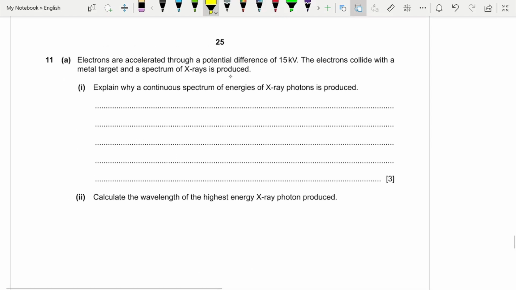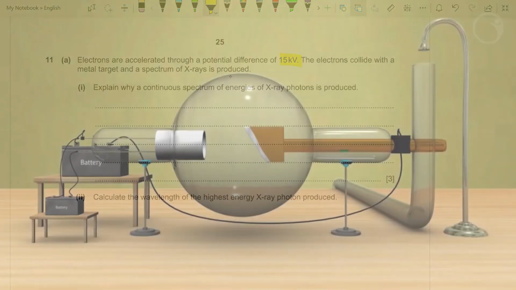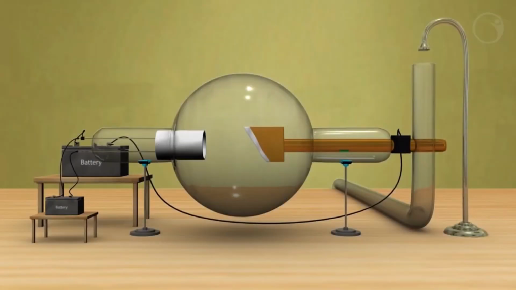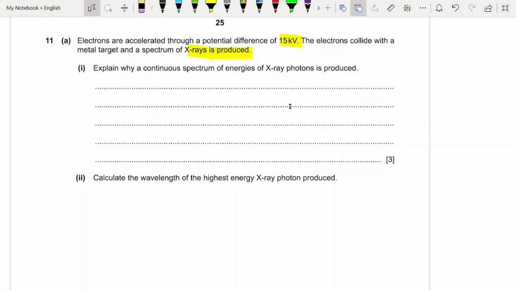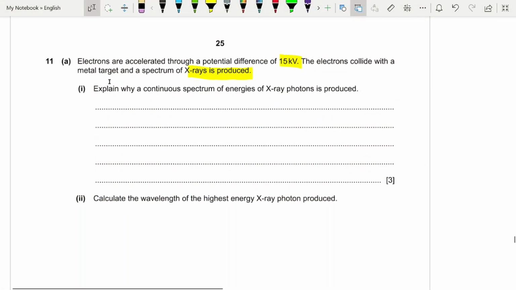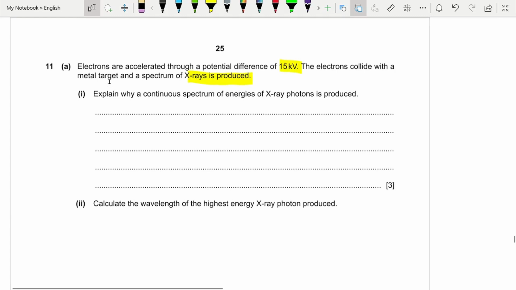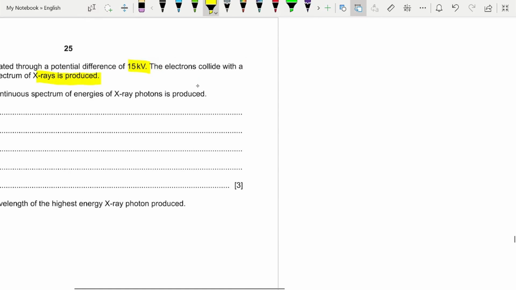Electrons are accelerated through a potential difference of 15 kilovolts. The electrons collide with a metal target, and a spectrum of X-rays is produced. If you wonder why they're called X-rays, the guy who discovered them didn't know what to call them, so he was just like X-rays, X for a known variable. Physics is crazy at times, but we sort of want to describe how X-rays are produced. And in this case, you want to describe a continuous spectrum of energies of X-rays that is produced.